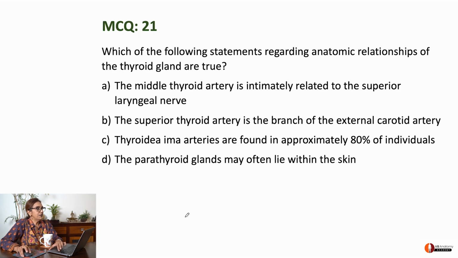MCQ 21. Which of the following statements regarding anatomical relations of thyroid gland are true? Middle thyroid artery intimately related to superior laryngeal nerve. I am not sure at all. Superior thyroid artery is a branch of external carotid. I am very sure of this. Thyroidea ima arteries are found in approximately 80%. Actually, they are not that common. This is something I don't think is correct.